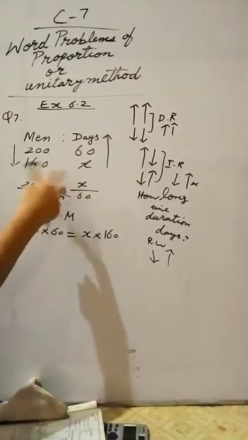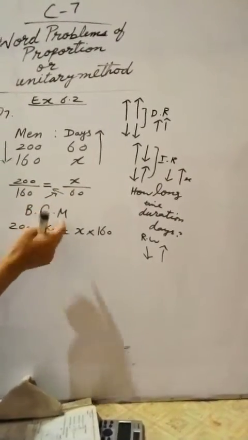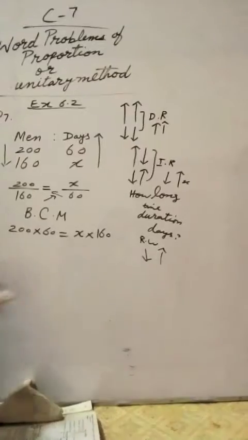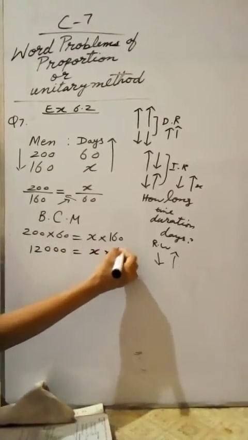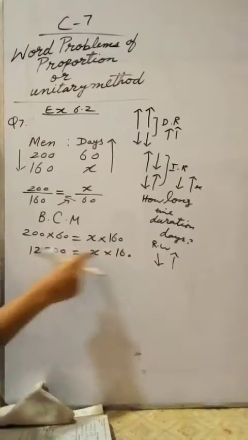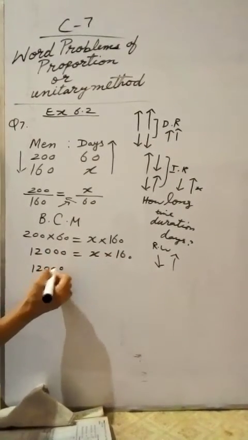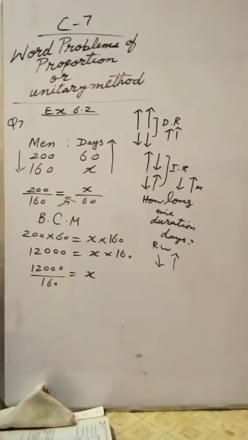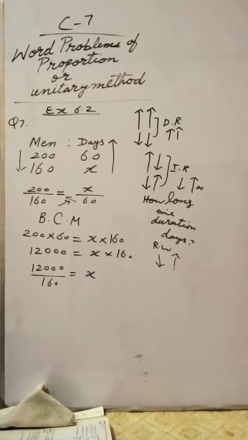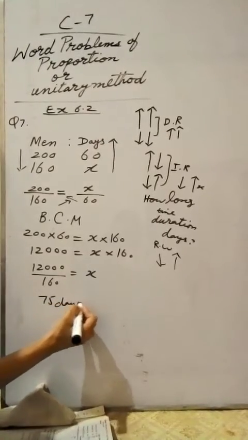We always need to remove the denominator. So by cross multiplication, now we have 200 times 60, that is 12,000, equals x multiplied by 160. 160 is the multiplier of x. When it comes to this side, multiplication shifts into division. So x, the answer, will be 12,000 divided by 160 and the answer will be 75 days. How many days? 75 days.